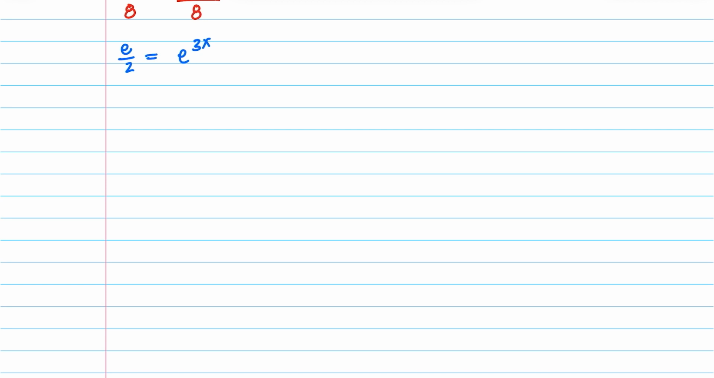Now, to get rid of the e, we have to do the inverse operation of e, which is the natural log. And so by taking the natural log of both sides, we'll end up with the equation ln of e over 2 is equal to ln of e to the 3x. On the left-hand side, we can go ahead and use logarithmic properties to rewrite ln of e over 2. And ln of e over 2 is just ln of e minus ln of 2. And on the right-hand side, when you take ln of e to the 3x, all we're left with is 3x.